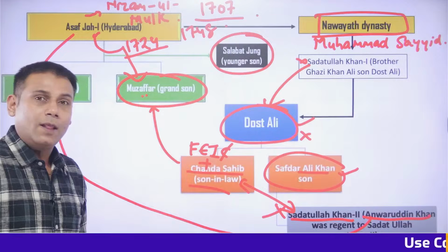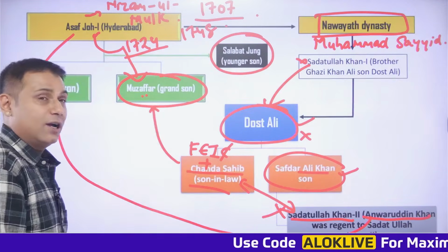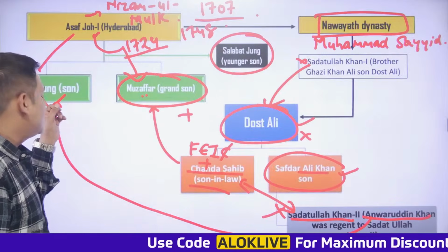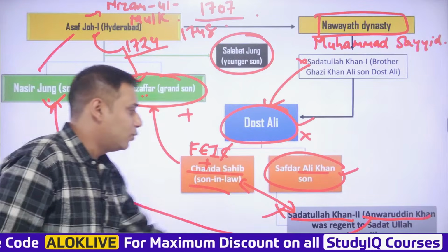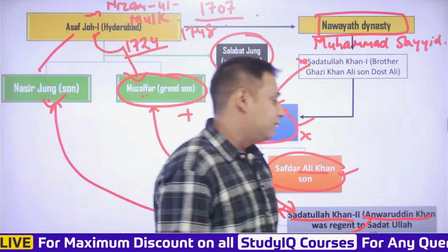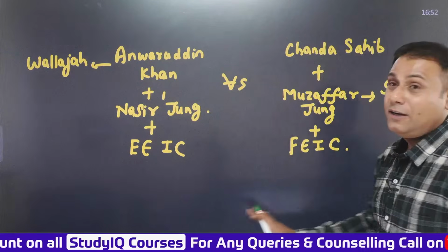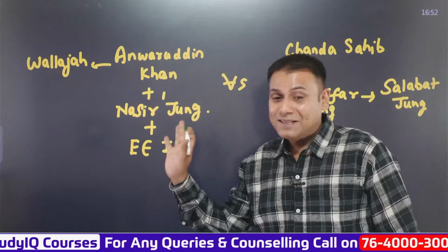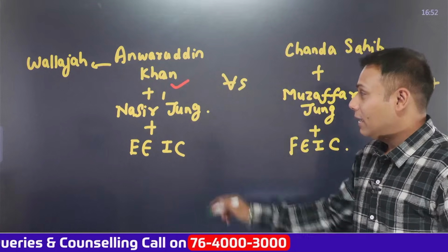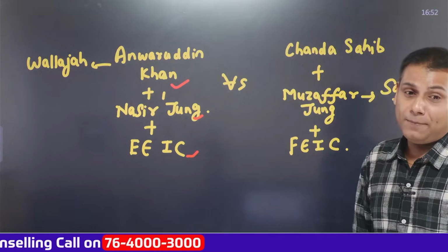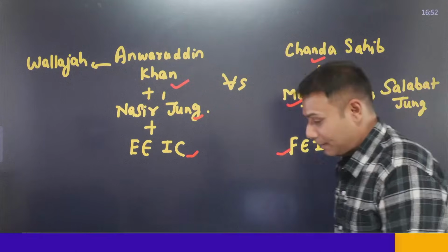Dual alliance. Later on, Chanda Sahib supported Muzaffar Jung against Nasir Jung. Triple alliance. Nasir Jung is opposed to Muzaffar Jung. So what happened? Nasir Jung is supported by Anwaruddin Khan and both of them are supported by English East India Company. So now the team is ready. Is that clear? On one hand, Anwaruddin Khan, Nasir Jung and English East India Company. On the other hand, Chanda Sahib, Muzaffar Jung and French East India Company.